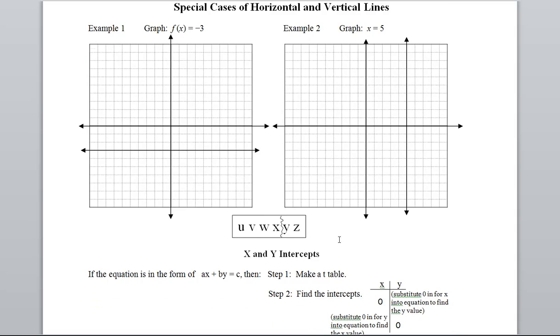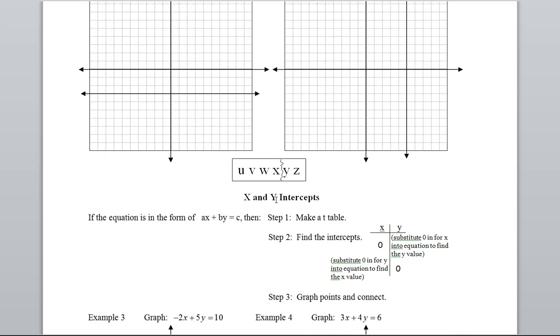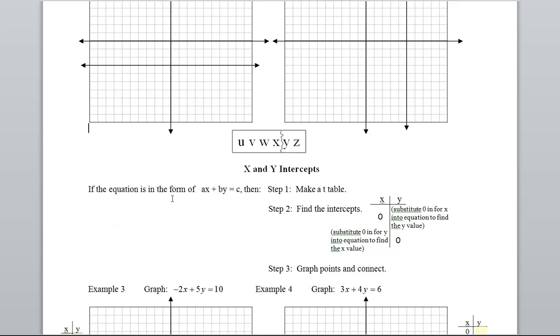Okay? Now the other type of graphing we're going to look at is x and y intercepts. If the equation is in the form of ax plus by equals c, then first thing you do is make a table. Second thing you do is find your intercepts. This is called the intercept method. So if I let x be 0, that means this term will drop out, and I have a very small equation to solve. Notice it says substitute 0 in for x into the equation to find the y value. Then you turn right around and let y be 0. Substitute 0 in for y into the equation to find the x value.